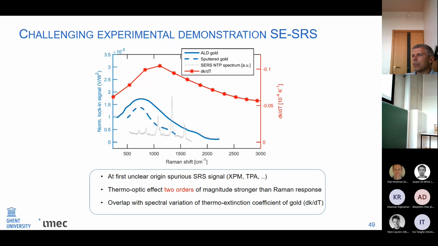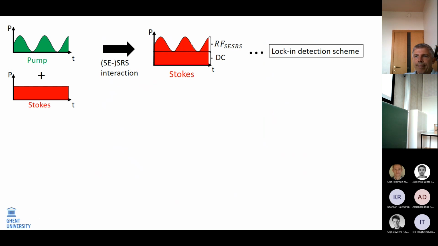And as you can see from the figure as well, here we also have this red curve, and we can see that our blue curves have this overlap in spectral variation with the red curve, which is the variation in the thermal extinction coefficient of gold. So basically, the absorption of gold changes when the temperature is also altered. So now to understand why this spurious effect occurs in the detection scheme, I already explained this part here. You want to see this modulated increase in the Stokes laser due to the Raman interaction.